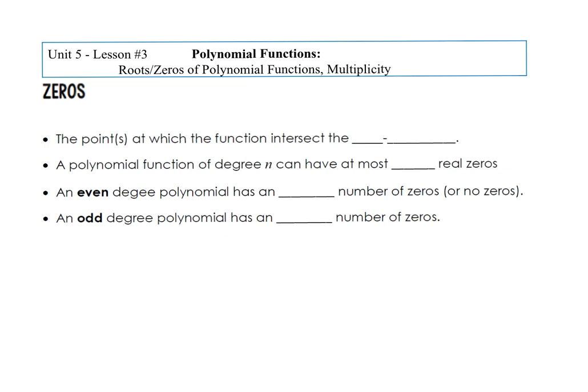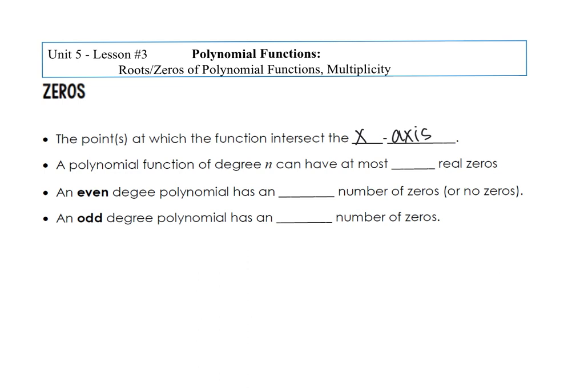Hopefully we remember that when we say zeros and roots, that means where we cross the x-axis. So our vocab here: the points at which the function intersects the x-axis, those are our zeros. That's how we refer to them. And there are a few different names: roots, x-intercepts, solutions, zeros. All mean the same thing, where we cross the x-axis.